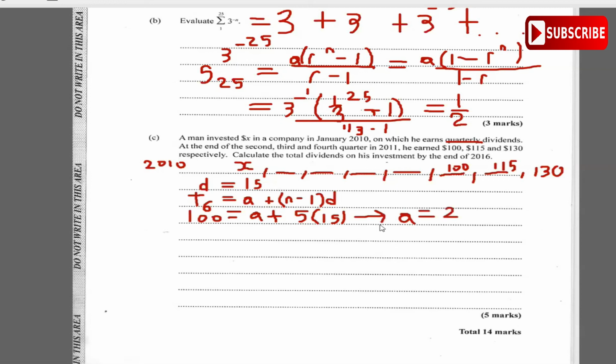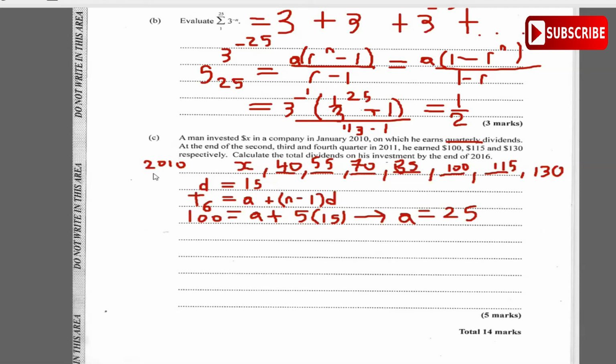All right, he started by investing $25. Then it increased by $15. So it's going to go 40 next, then 55, then 70, then 85, then 100, then 115, then 130. Cool. So now what do we need to know? Now that we know how much he started by investing, we want to calculate the total dividends on the investment by the end of 2016.